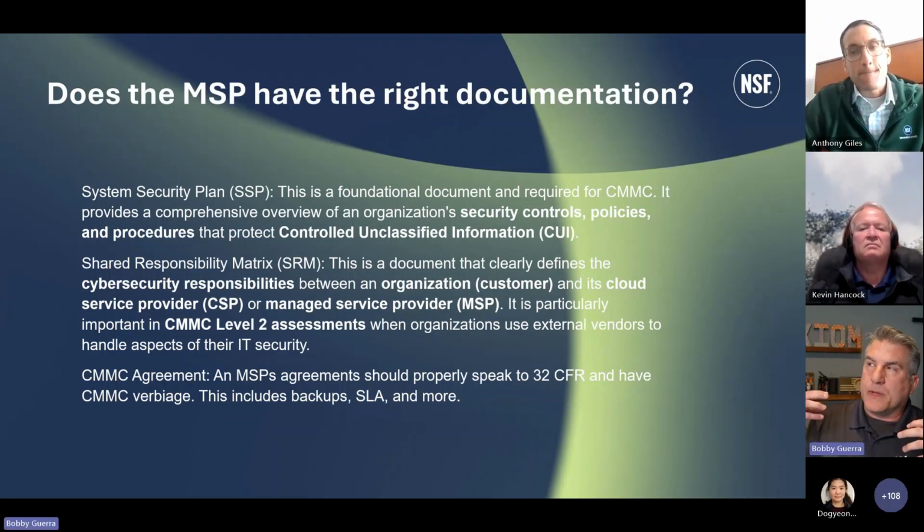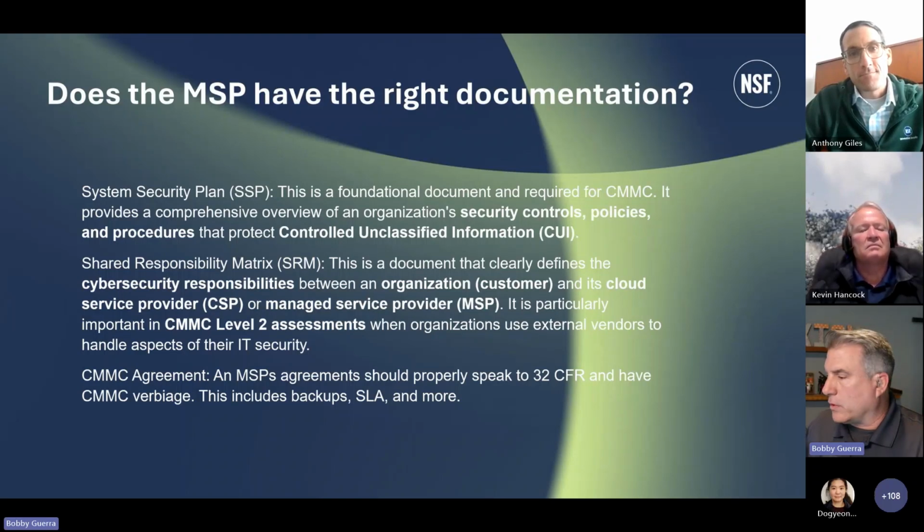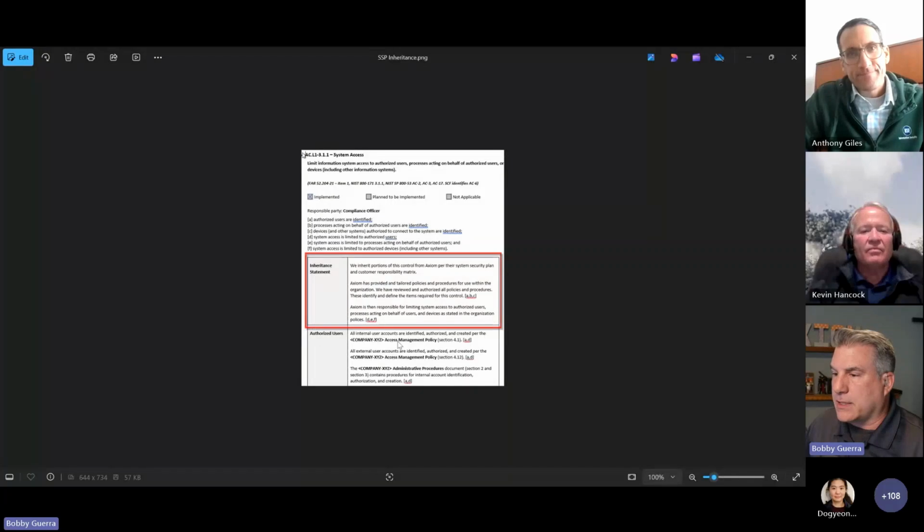So in this situation, like for the system security plan, I want to share, I'm going to call an audible here. This is probably not really the best idea in a presentation, but I think it is really helpful for people to see what I'm talking about. I'm going to bring this up. Do you see this right here, this inheritance highlight that I have? Are you able to see that okay? Yep, we can see that.